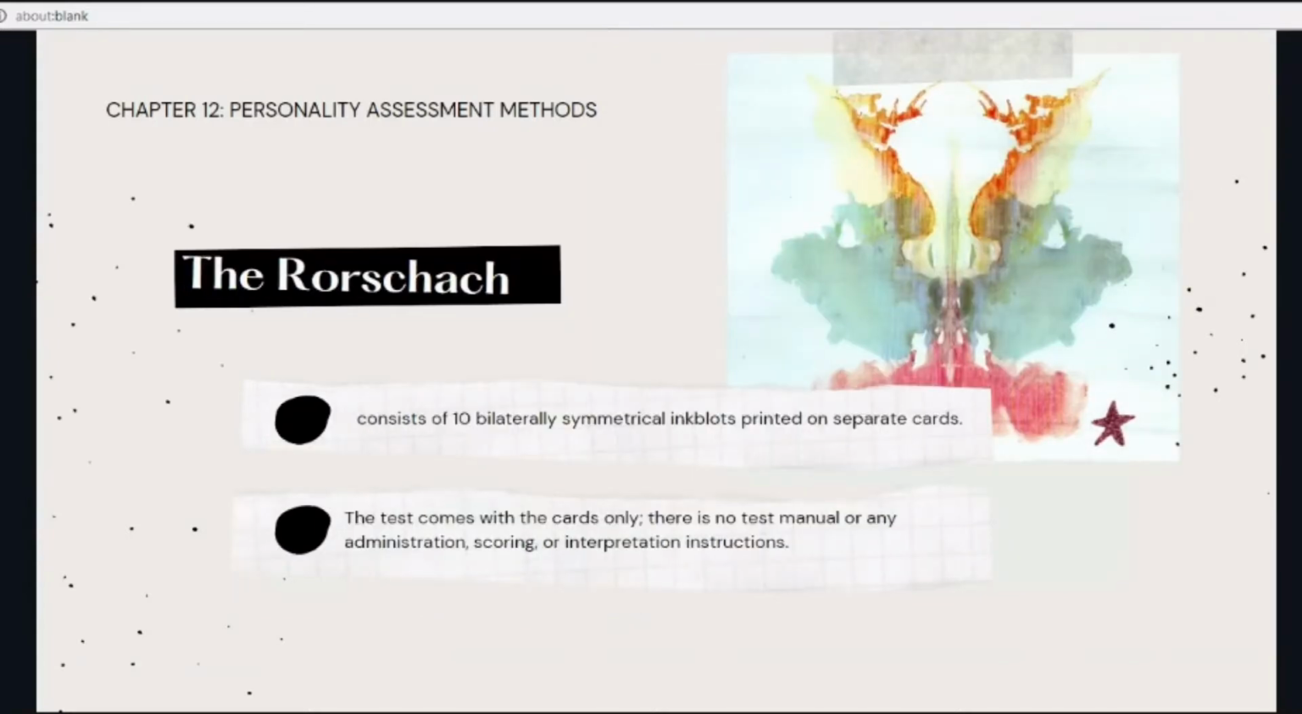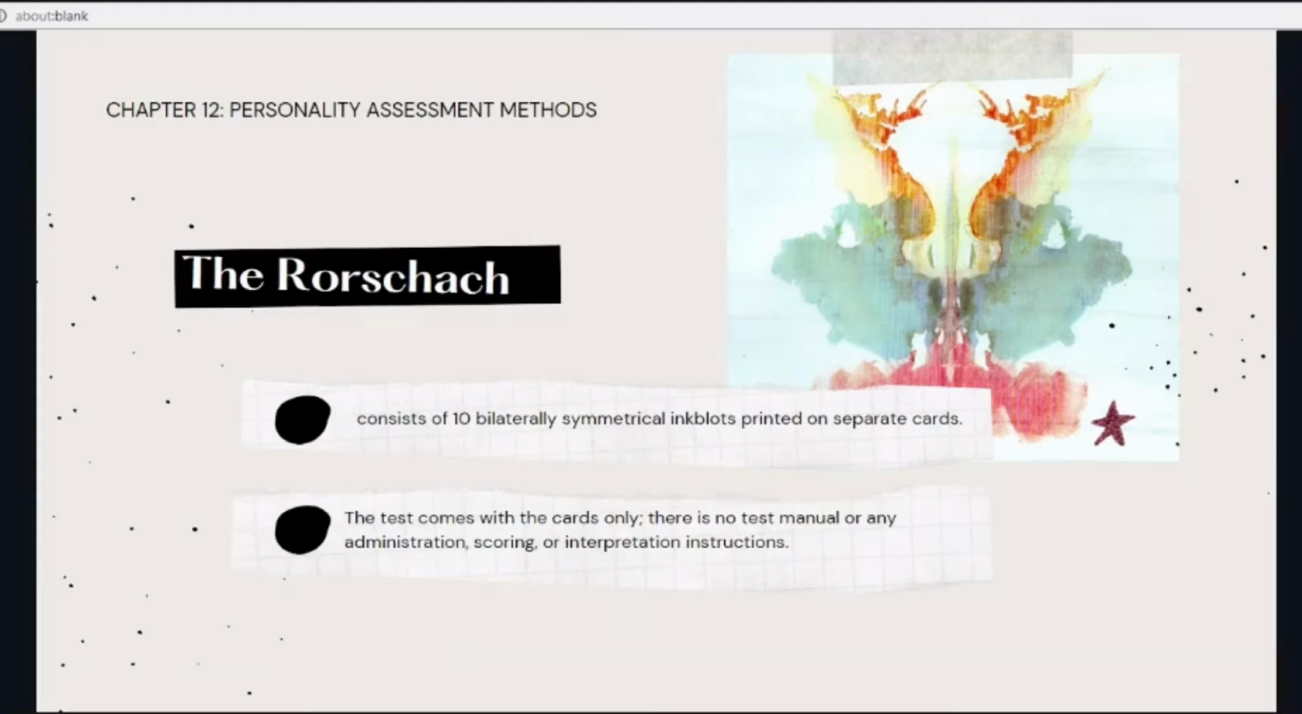The Rorschach contains 10 bilaterally symmetrical ink blots that are printed on separate cards. They are bilaterally symmetrical because the Rorschach ink blots were made by folding a paper in half, using ink to stain the paper, and then unfolding it. You will see very symmetrical forms that were formed by the ink stained on the paper.